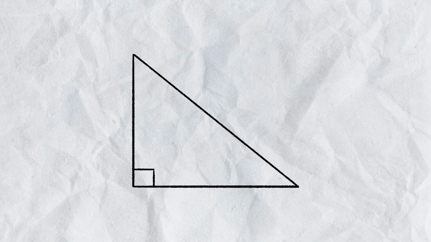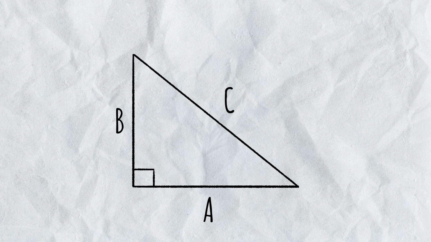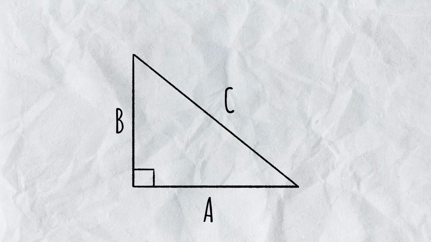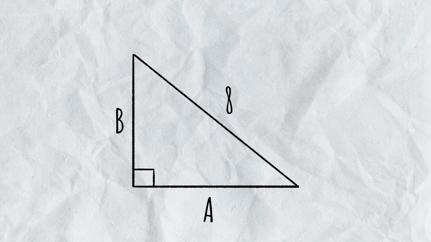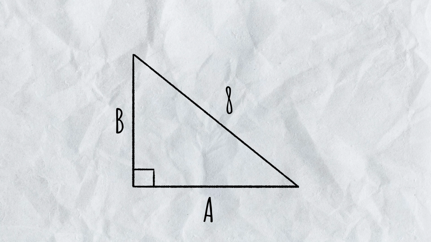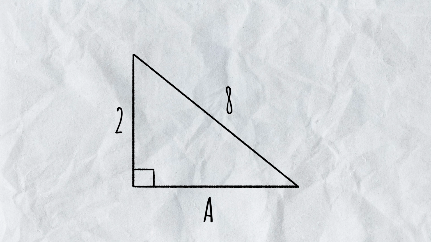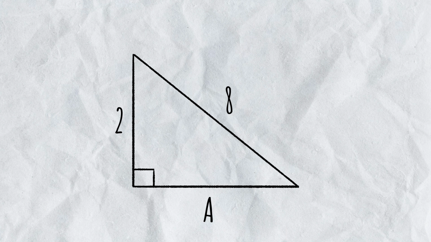So I'm going to put a right angled triangle on the screen, going to label it A, B and C. So side C is going to be 8 centimetres, side B is going to be 2 centimetres, and we are working out what side A is.